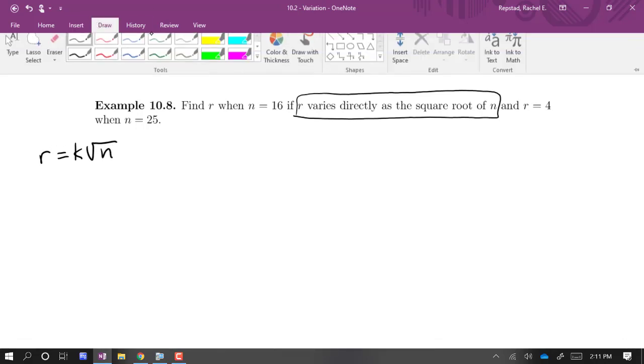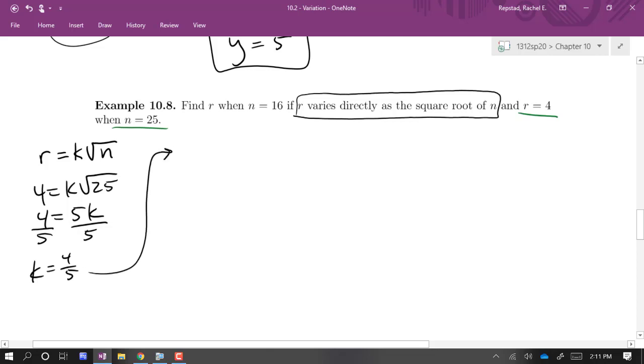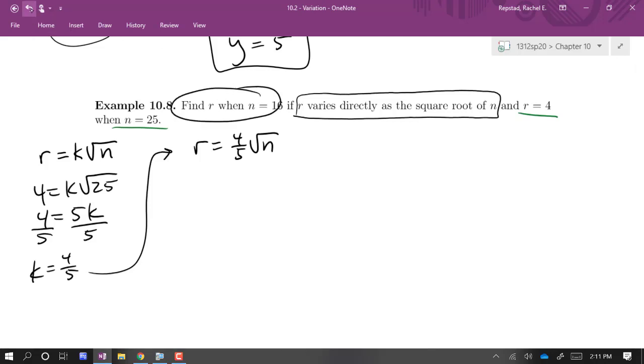And then they give us this specific information. R is 4 when n is 25. There's our matched pair of values. So 4 is equal to k times root 25. 4 is equal to 5k, and if we divide by 5, we get k is equal to 4/5. Now that means that our specific equation is r is equal to 4/5 times the square root of n. And now we could do what they asked. Let's find r when n is 16.